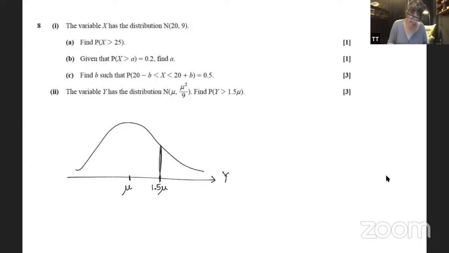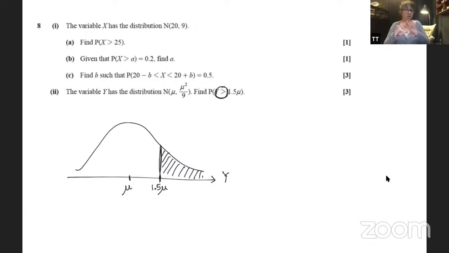The question says, find the area to the right. So this is what I'm trying to find. So I need normal CD, not inverse normal. Inverse normal is where I'm trying to find the thing on the y-axis. This is where I'm trying to find an area. Okay.